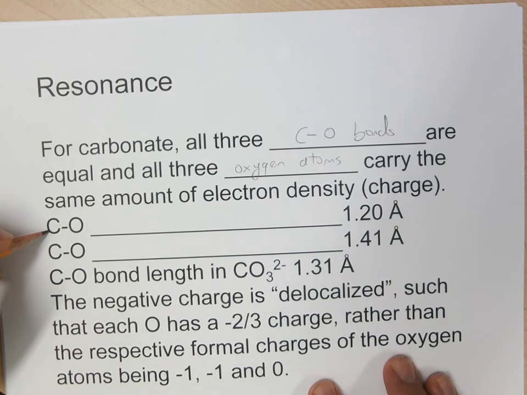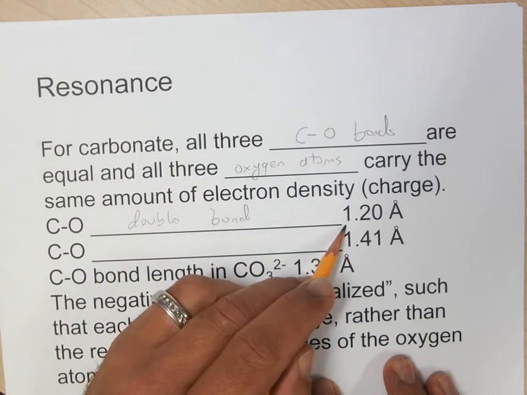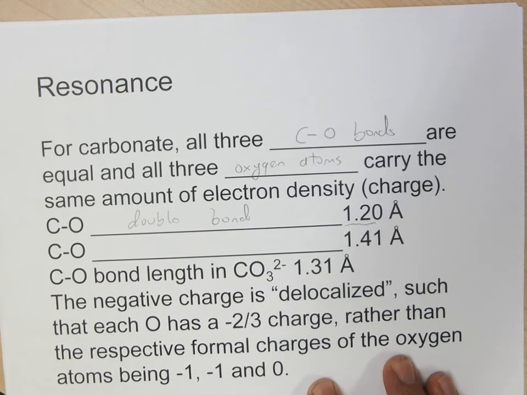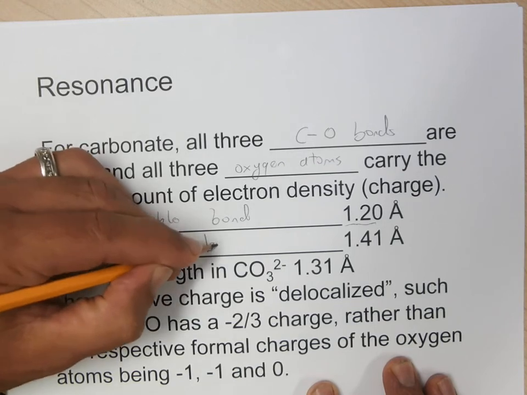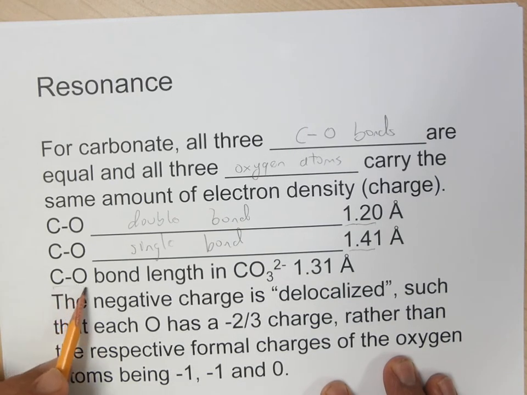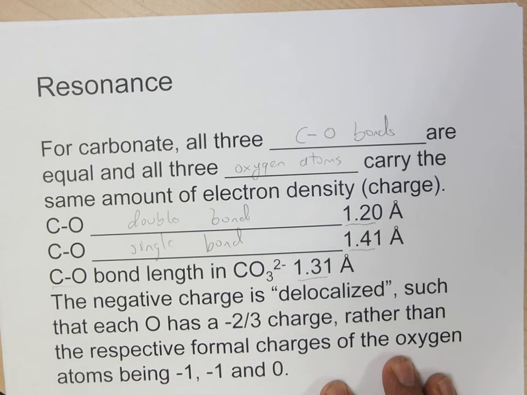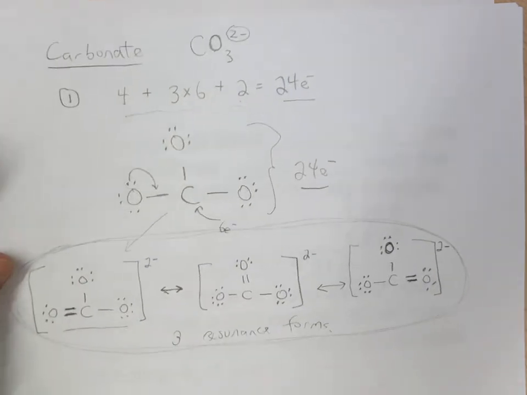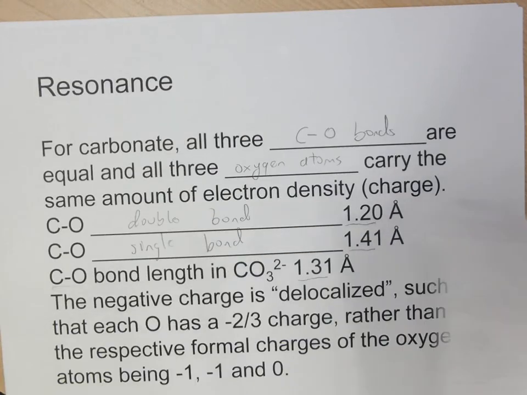If you look at a CO double bond, it tends to be quite short at 1.2 angstroms, so super short. If you look at a CO single bond, it's quite a bit longer at 1.41 angstroms. The CO bond length in carbonate is in between those two, 1.31 angstroms. So each of the three bonds in the carbonate is somewhere in between a single bond and a double bond in terms of length and strength, and they're all equivalent, they're all the same length.